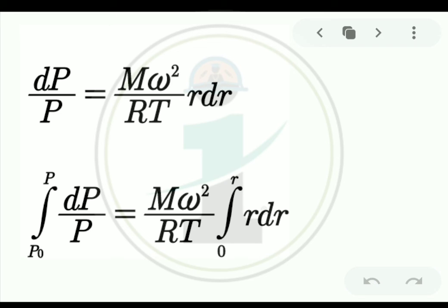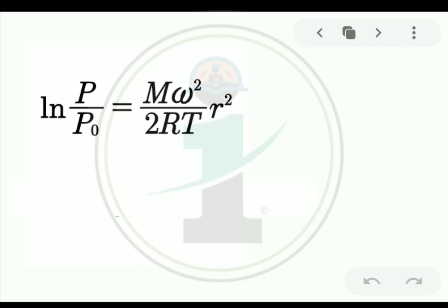So by integrating this, we will have ln P by P naught equals m omega square by 2RT into r square. So now taking the anti-log, we will have P equals P naught exponential of m omega square r square by 2RT. So this is our required solution.